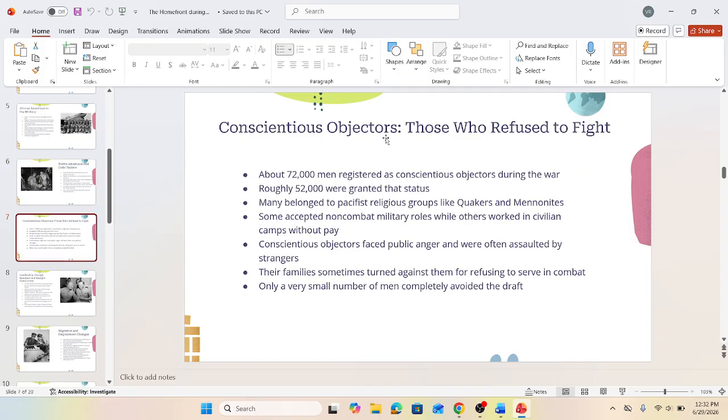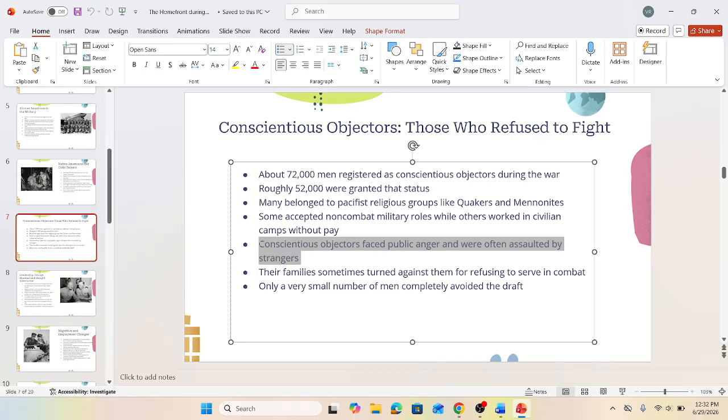Now, there were also conscientious objectors, or those who refused to fight. So about 72,000 men registered as conscientious objectors during the war, and all but 20,000 of them were granted that status. Many belonged to pacifist religious groups like Quakers and Mennonites who didn't believe in war or violence or killing. Some accepted non-combative military roles, while others worked in civilian camps without pay.